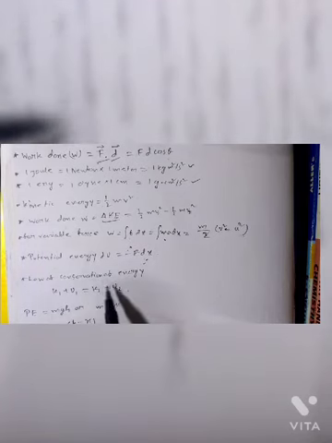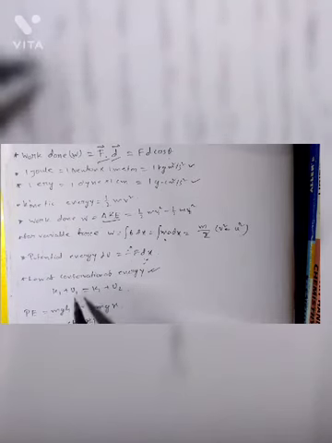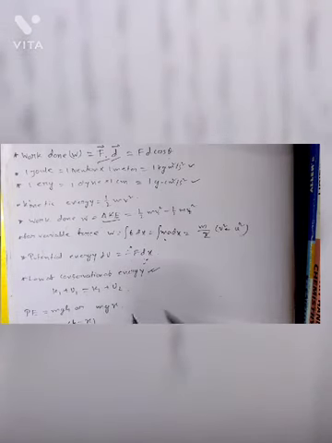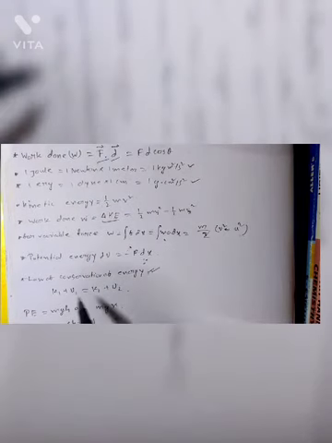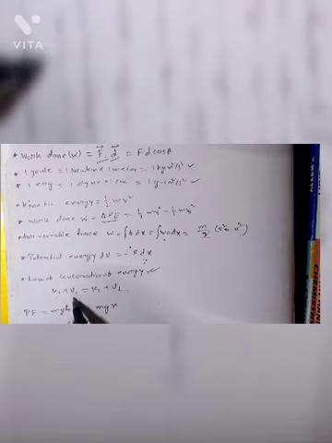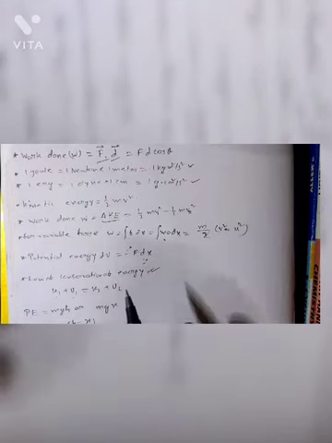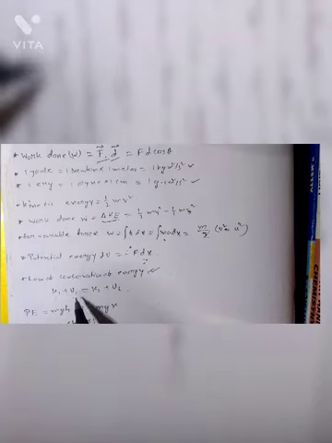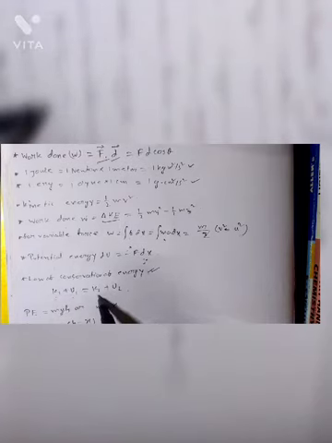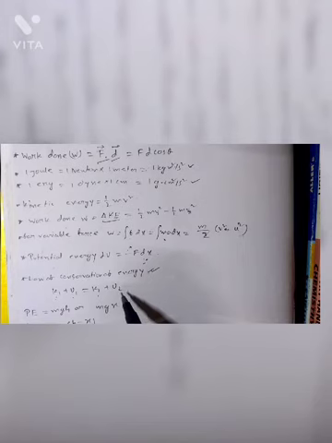Law of conservation of energy. This is very important. If at a time t1 the kinetic energy is k1 and the potential energy is u1, and at a time t2 the kinetic energy is k2 and potential energy is u2, then it can be written as the kinetic energy plus potential energy at the time t1 is equal to kinetic energy plus potential energy at the time t2.